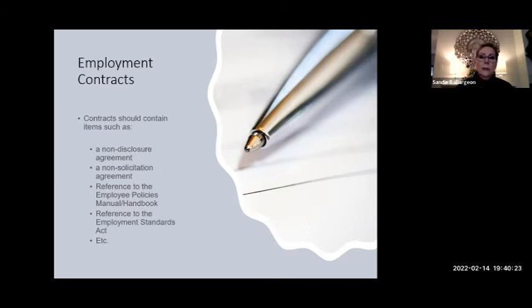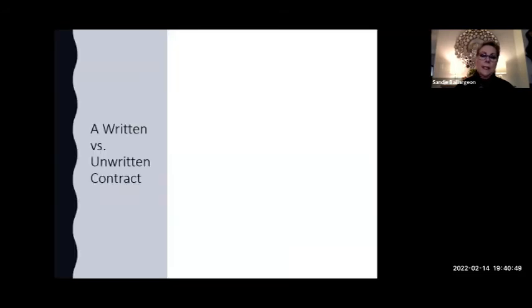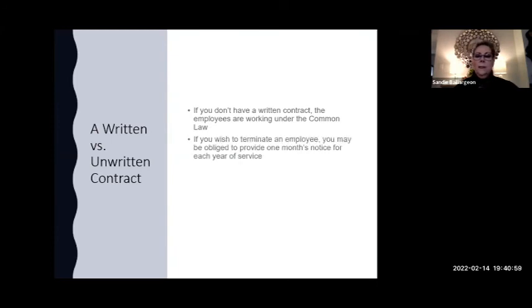Put references in there to your employee policies manual, because that's where you have some leeway. You have some flexibility if you need to make changes. For example, when the Employment Standards Act was changing during the pandemic, that's where the flexibility was, in the employee policies manual. So the offices that had contracts didn't necessarily have to get new contracts. And have lots of references to the Employment Standards Act, because that's the minimum standards that you need to abide by.